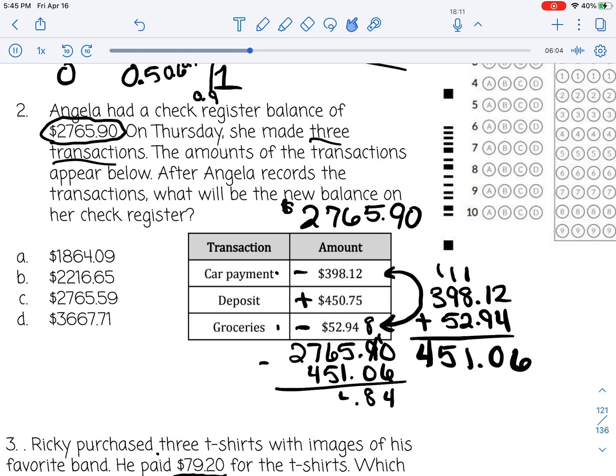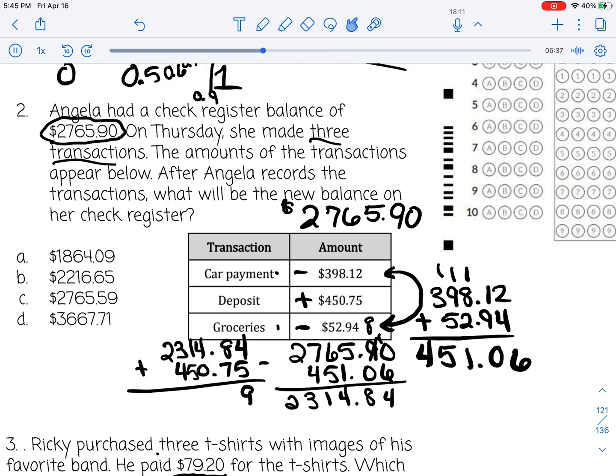5 more of that is 4. That's 1, 3, 2. Now I'm going to add back in her deposit. 2,314.84 plus 400 cents. All right.